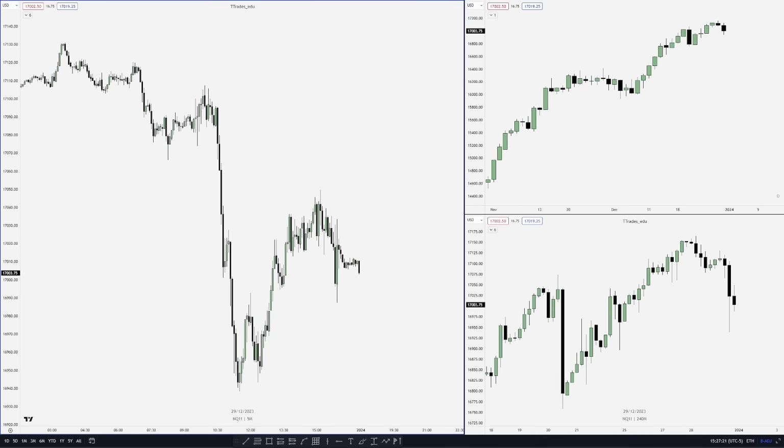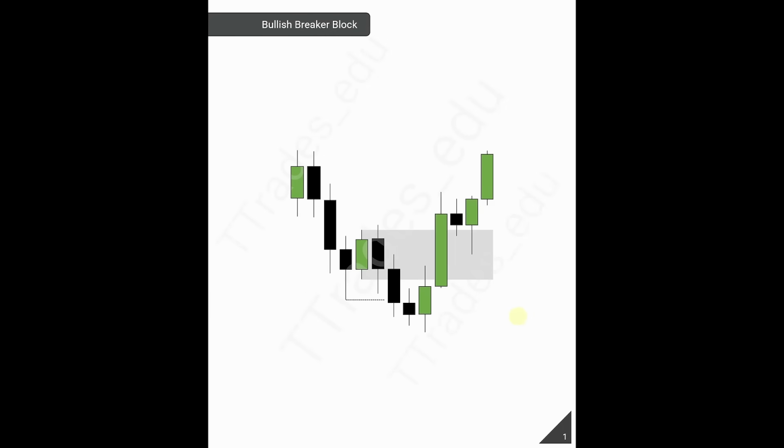With that being said, let's hop into the PDF and get started. So we are going to learn about breaker blocks. We will first go over a bullish breaker block and then a bearish breaker block. Now, a breaker block is a candlestick pattern in which we form a low, high, lower low, and higher high. So let's go over that.